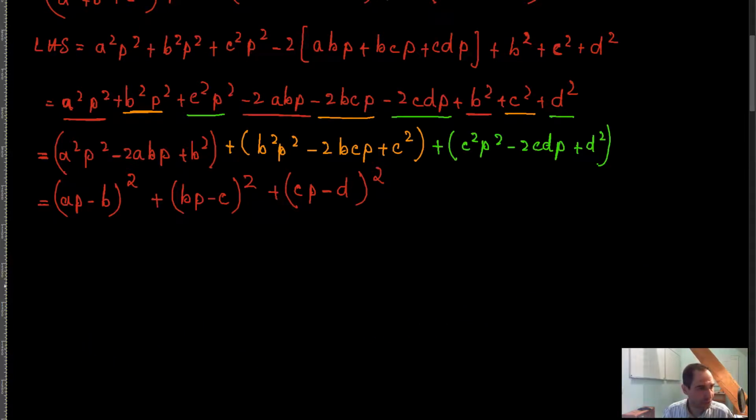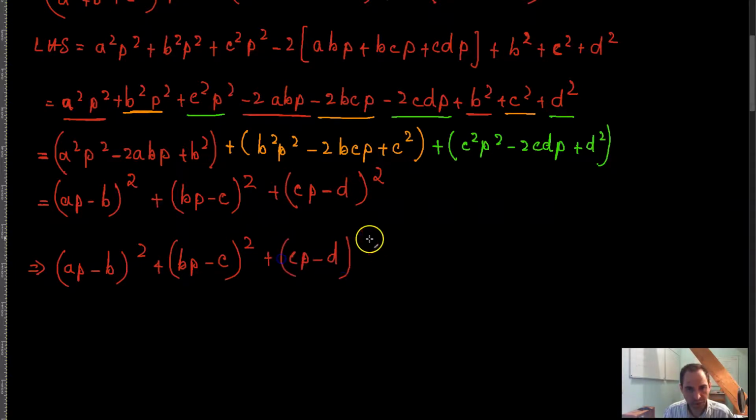And so what that means is that this basically means that the LHS was greater than or equal to 0. That means that (AP minus B) whole squared plus (BP minus C) whole squared plus (CP minus D) whole squared is greater than or equal to 0. You can call this number 2, for example.